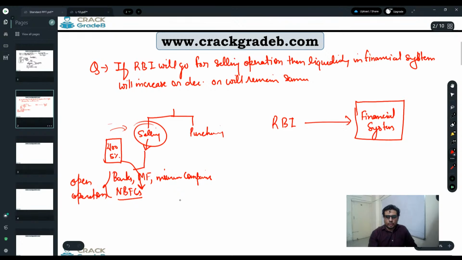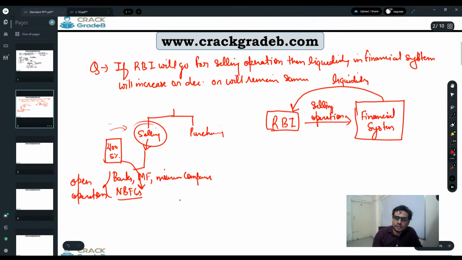So if RBI is going for a selling operation, then liquidity will move from here to here. Under the selling operation, RBI is offering government securities. Then liquidity will move from the financial system, meaning what? Banks, mutual funds, insurance companies, NBFCs. All these are part of the financial system.